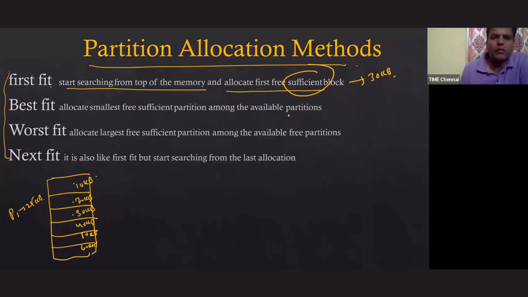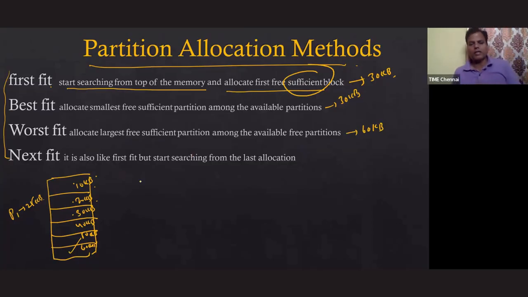Best fit: allocate the smallest free sufficient partition among the available partitions. According to best fit, 10 KB and 20 KB are not eligible. Out of these four, 30, 40, 50, 60, which one is the smallest? 30. The next one, worst fit: allocate the largest free sufficient partition among the available free partitions. So which one is the largest free sufficient? 60 KB.